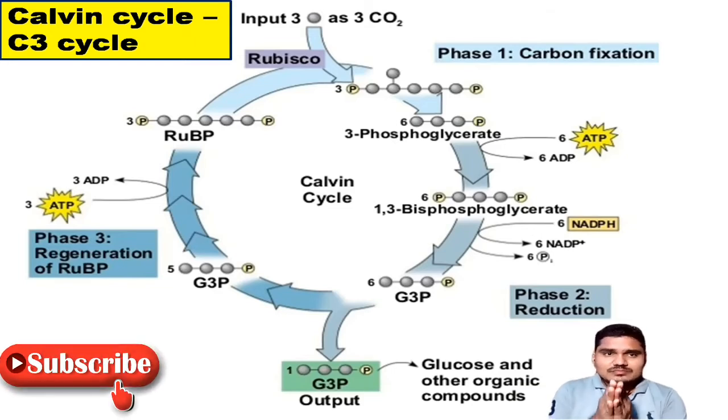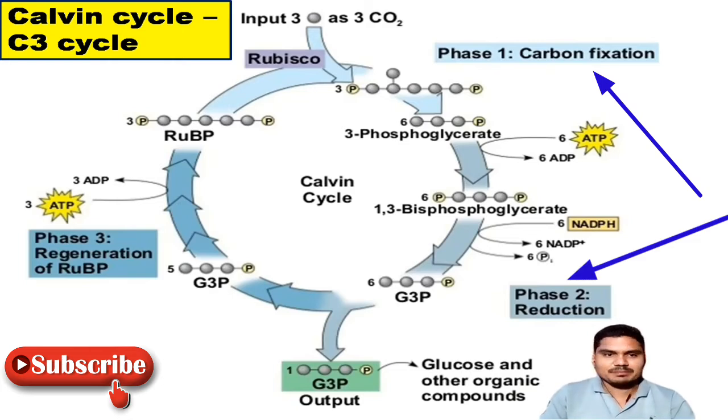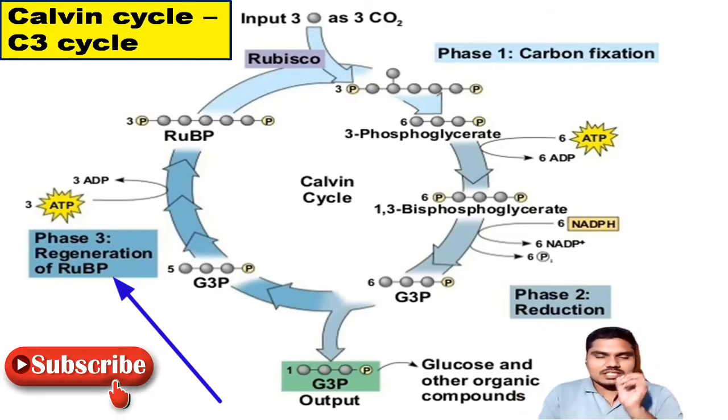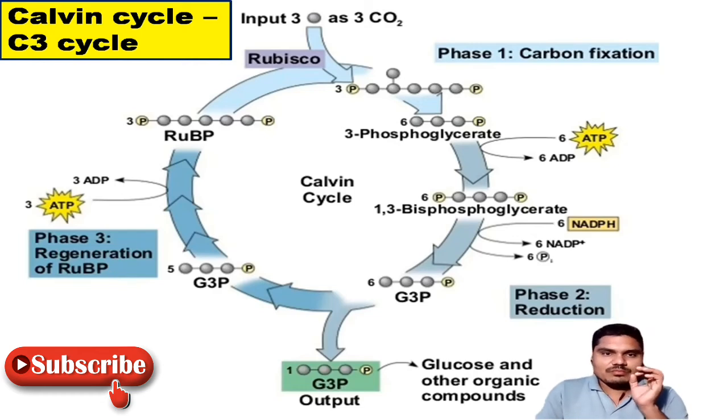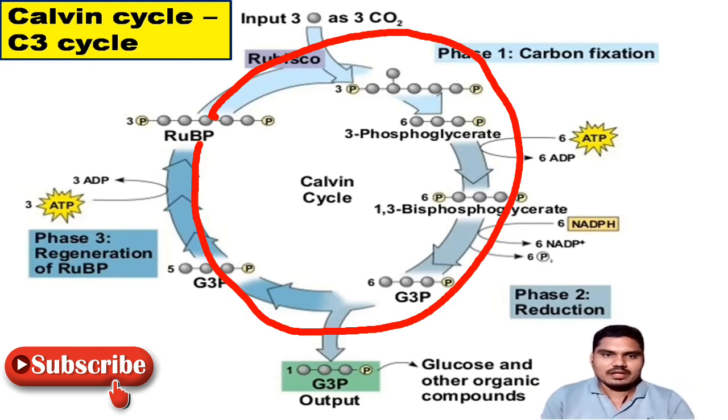Let me begin. The Calvin cycle is mainly divided into three important steps. The first one is carbon fixation, the second one is the reduction process, and the third one is regeneration of RuBP. You have to remember one thing: in any cycle, it ends with the same product from which it started. If it starts from RuBP, after completion of the cycle it comes back to RuBP only. It ends at RuBP.